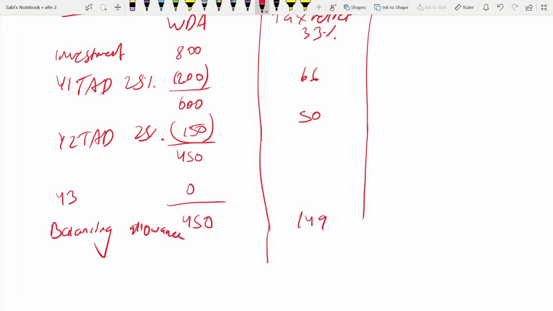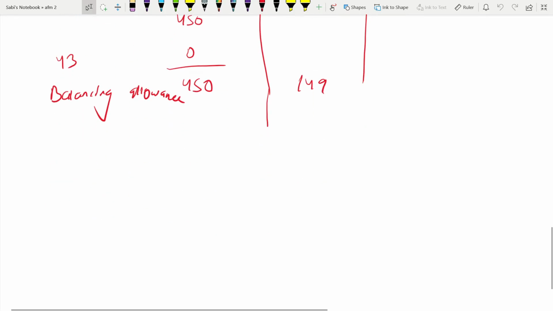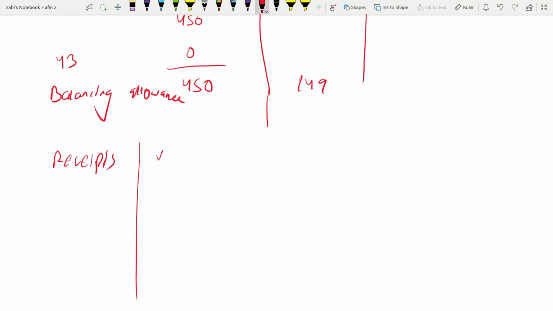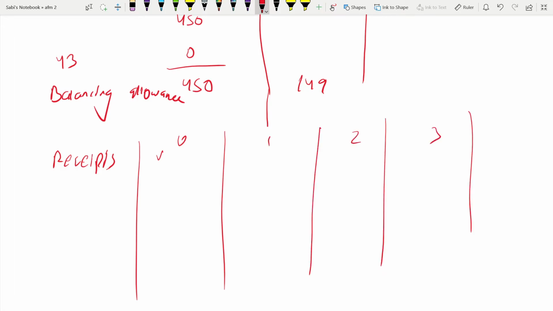Now what else? What do you need? Nothing. You got your WACC, you got your TAD, go to the table and fill it. Start with the receipt or cash inflow, anything. There are 3 years, but you need year 0 also for the initial investment. So 0, 1, 2, and 3. What is the amount? It's 450 from year 1. 450, 450, 450.